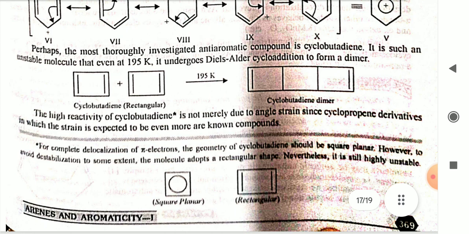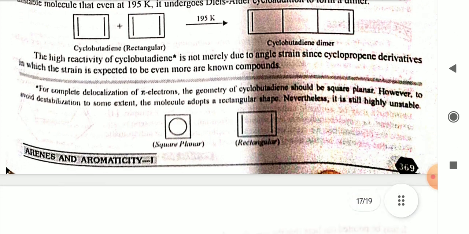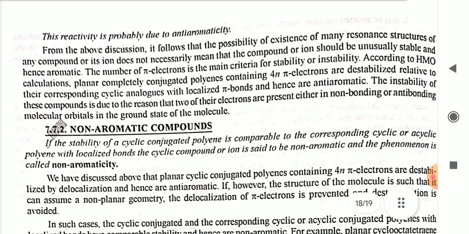Perhaps the most thoroughly investigated anti-aromatic compound is cyclobutadiene. It is such an unstable molecule that even at 195 Kelvin it undergoes Diels-Alder cycloaddition to form a dimer. Cyclobutadiene reacts at 195 Kelvin to give cyclobutadiene dimer. The high reactivity of cyclobutadiene is not merely due to angle strain, since cyclopropene derivatives, in which the strain is expected to be even more, are known compounds. The reactivity is probably due to anti-aromaticity.